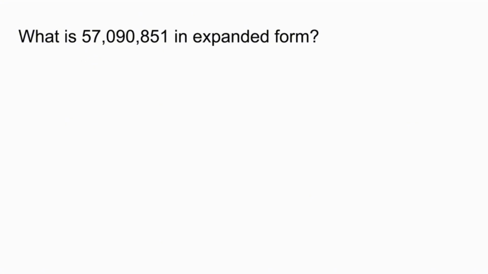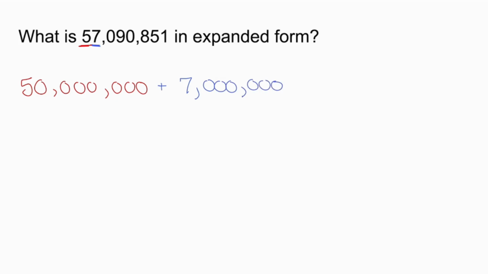Okay, we are starting out with 57 million. So the first place value is in the 10 millions place value. So that 5 represents 50 million. So let's write that out. The next digit is in the millions place value. So that 7 is going to be 7 million. So let's add 7 million to 50 million.